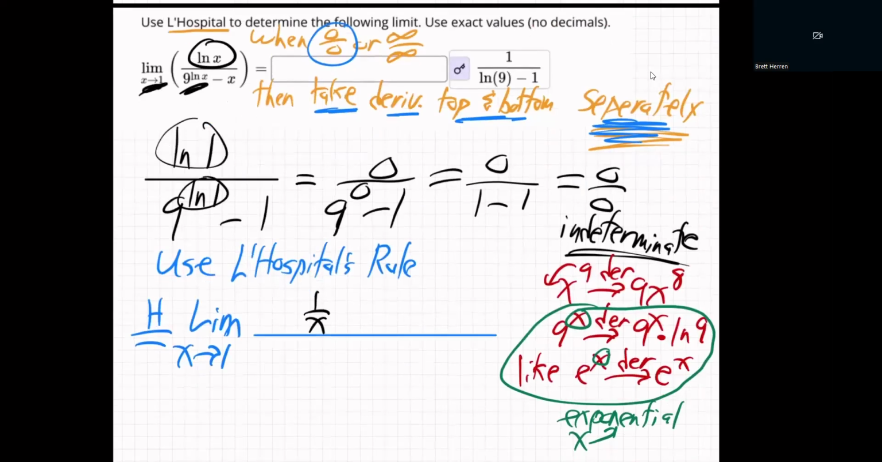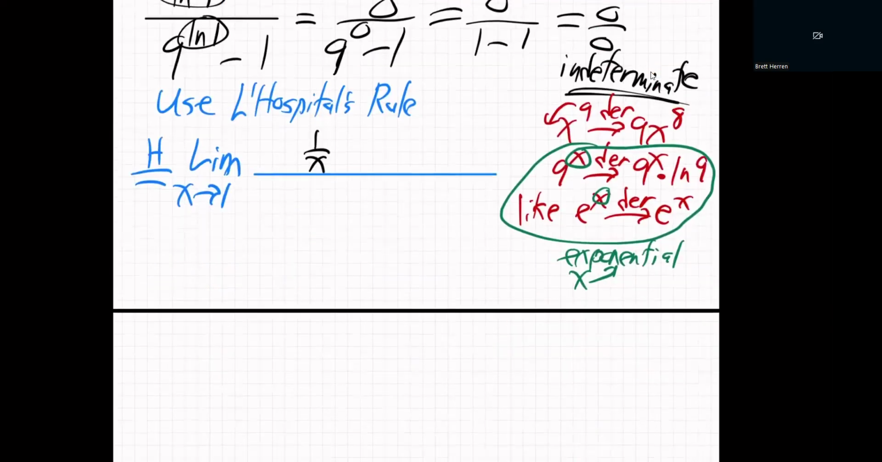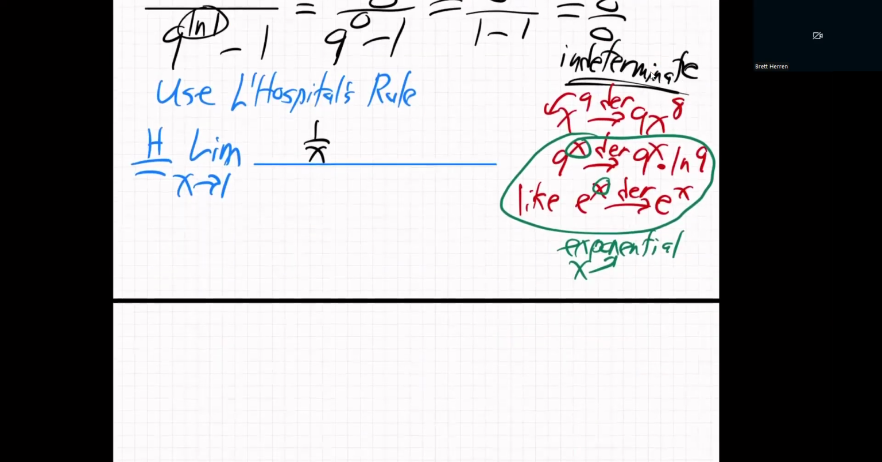Right, but now to make matters worse, oh, I lost the problem. We have 9 to the natural log of x. What's that going to do? Well, let's do it carefully. Let me get a little more room here. So 9 to the natural log of x.